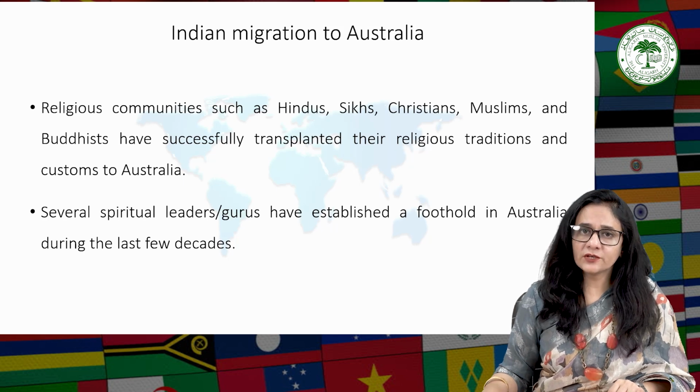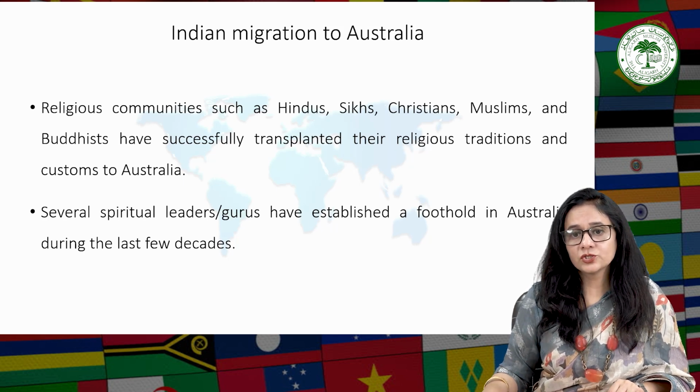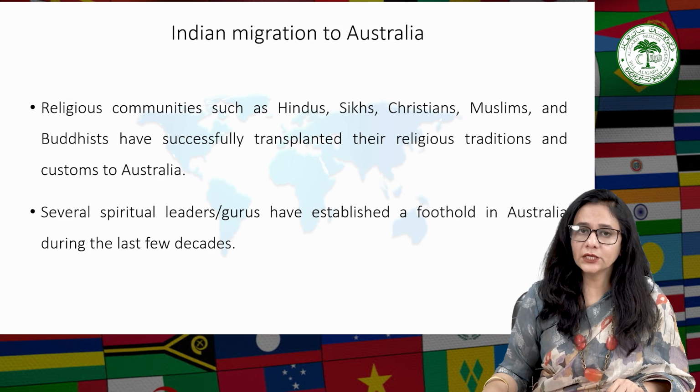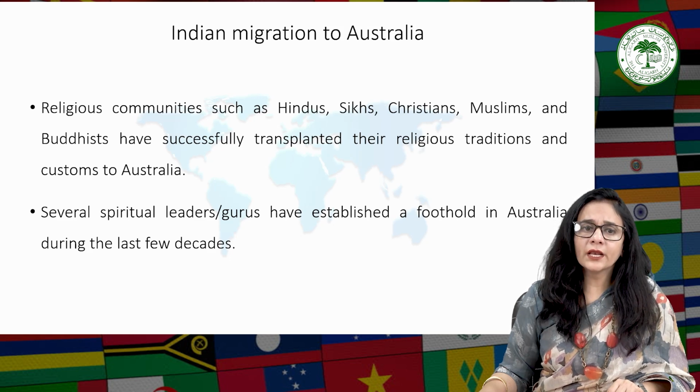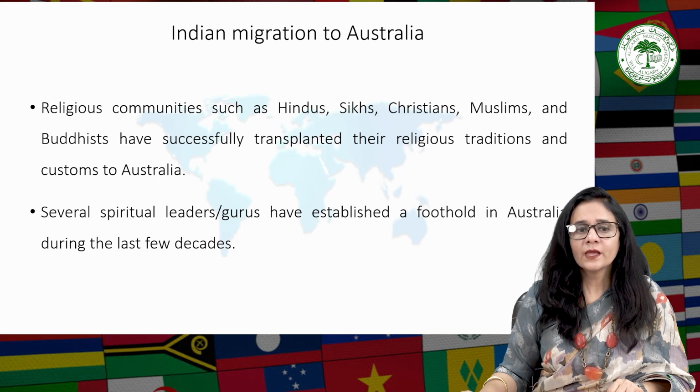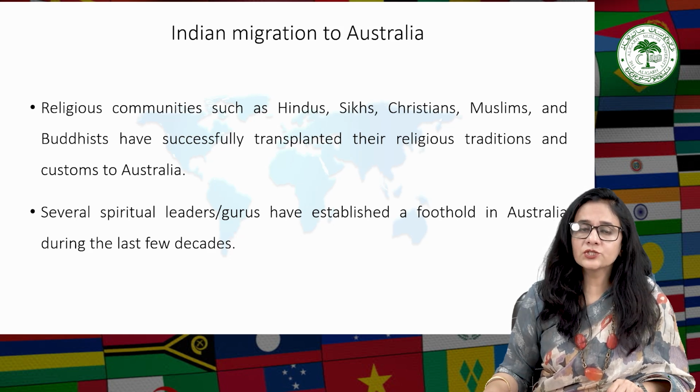The major Indian festivals celebrated with great pomp in Australia include Holi, Diwali, Eid, Dashera, Rakhi, Baisakhi, and Buddha Jayanti, among others. They also hold the Ganesh Visarjana festival with the assistance of local associations. Religious communities such as Hindus, Sikhs, Christians, Muslims, and Buddhists have successfully transplanted their religious traditions and customs to Australia. Several spiritual leaders or gurus have established a foothold in Australia during the last few decades.